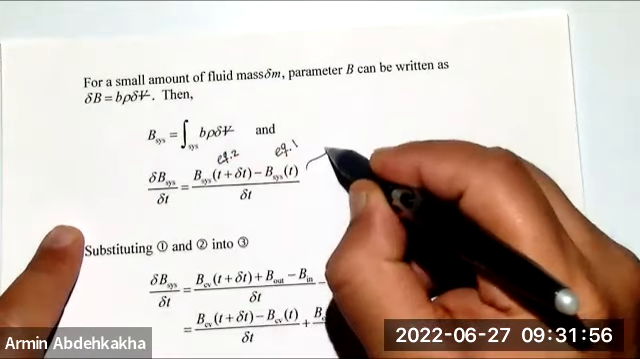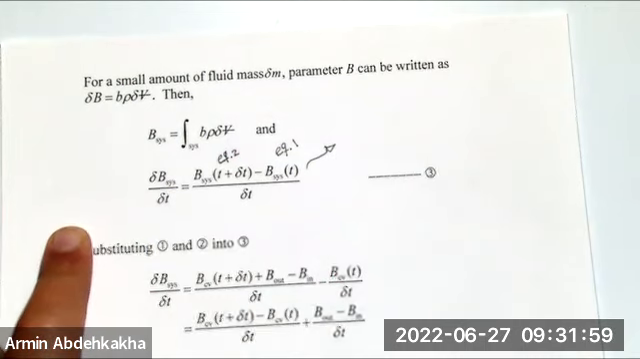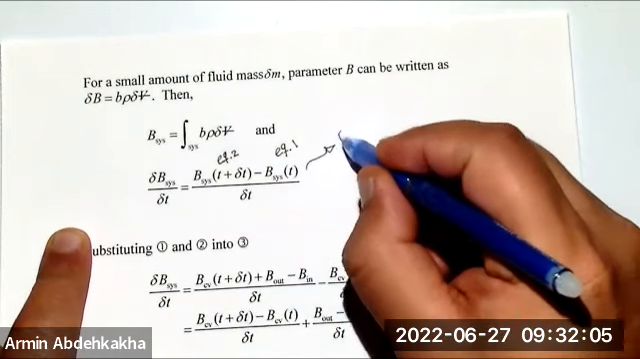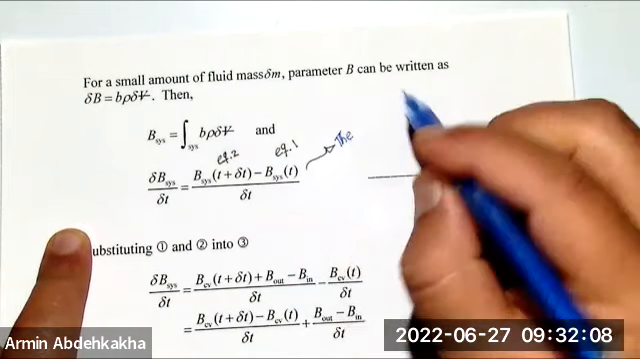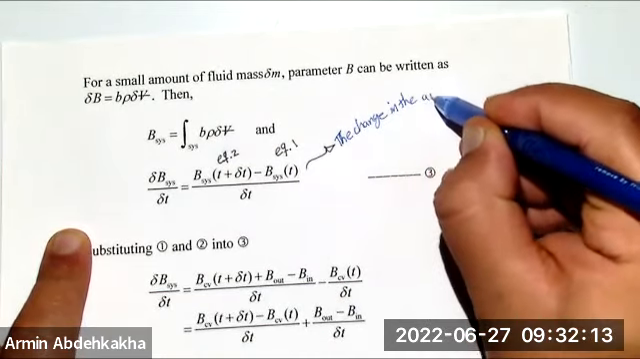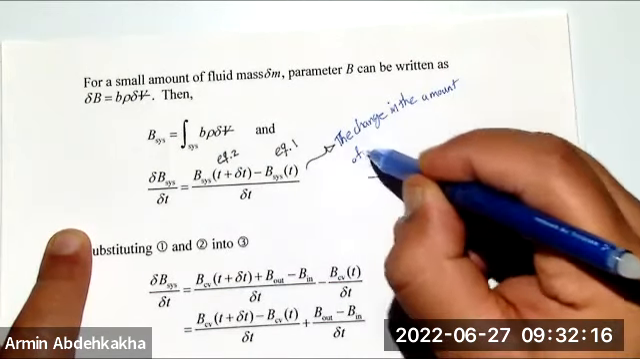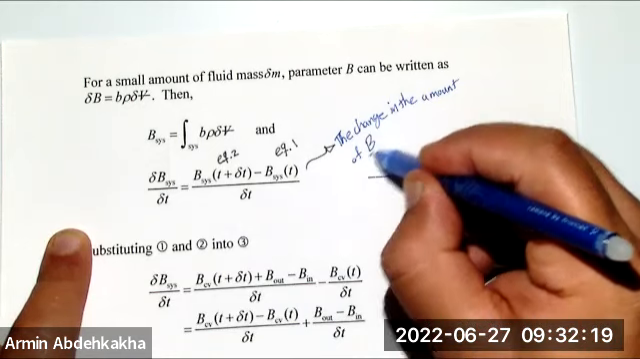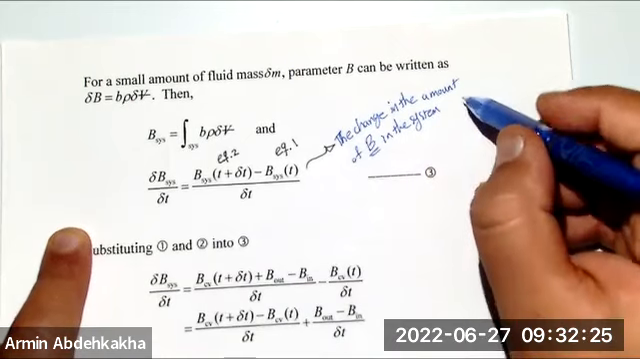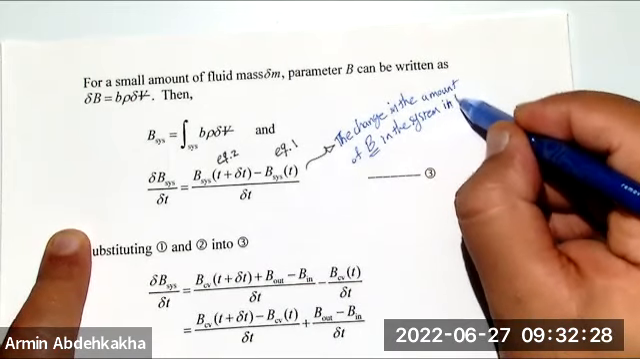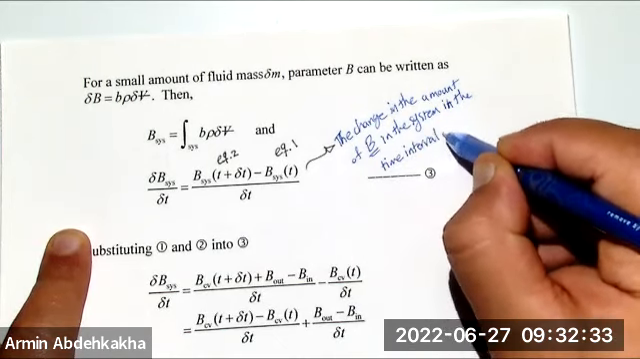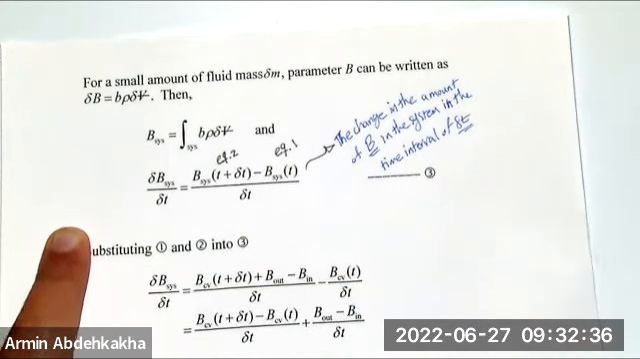And what is the meaning of this term? It is a change in the amount of B in the system in the time interval of delta t. Okay, that's simple.